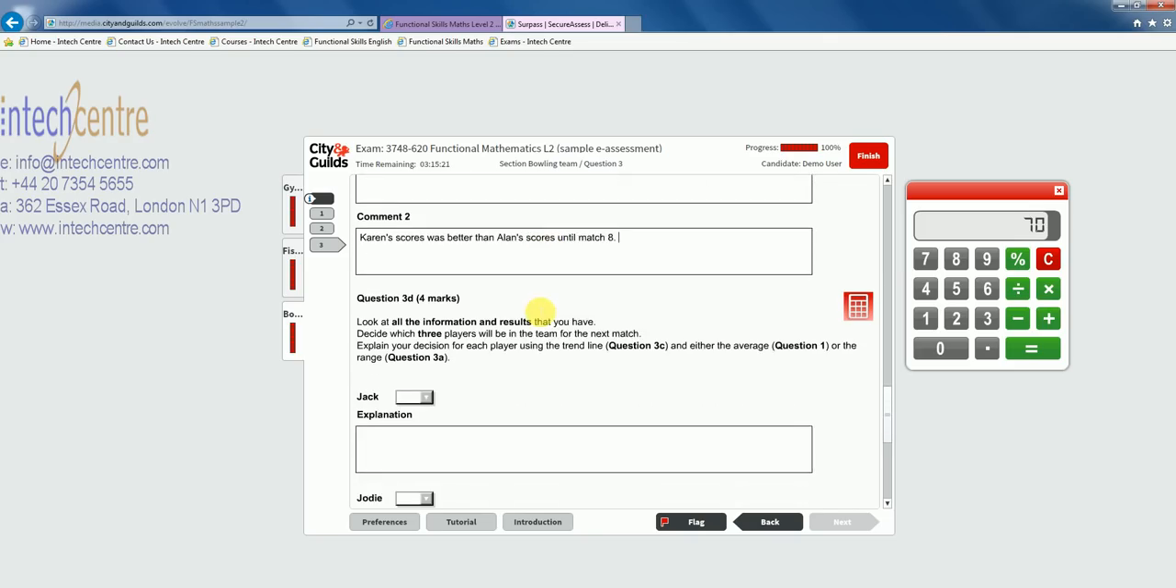Okay, so we're going to move on to question 3D. Look at all the information and results that you have. It's worth 4 marks. Decide which 3 players will be in the team for the next match. Explain your decision for each player using the trend line, the average, or the range.